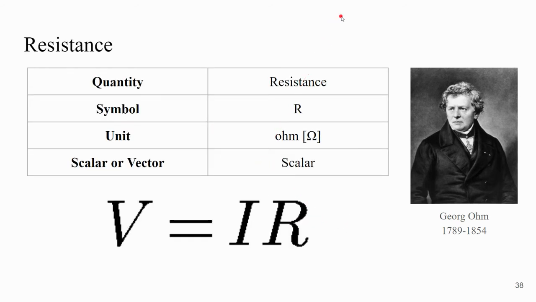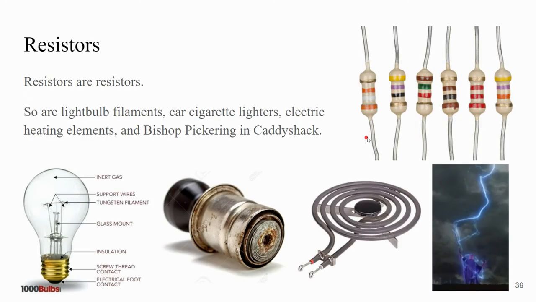So our quantity is resistance. Its symbol is R, and its unit is the ohm. And you write ohm has an omega like this. And is it a vector or a scalar? It's a scalar. It doesn't have a direction.